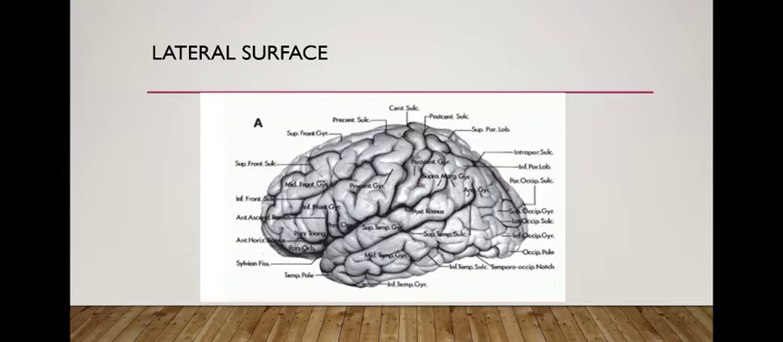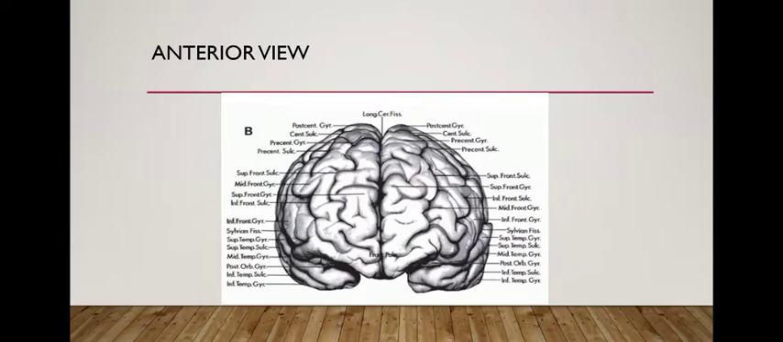So this is a picture which is showing the lateral surface of the cerebral hemisphere. Within this you can appreciate the frontal lobe, and then we have the central sulcus, behind which we have got the parietal lobe. Then we have got the occipital lobe and the temporal lobe. So this is briefly the lateral surface of the cerebral hemisphere.